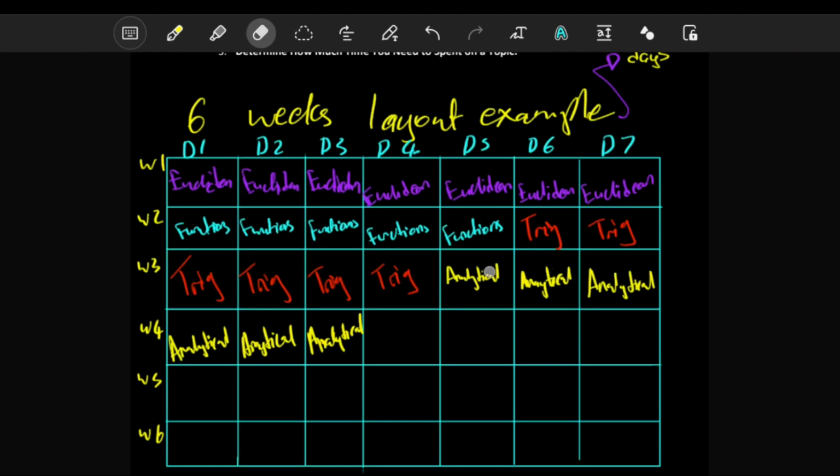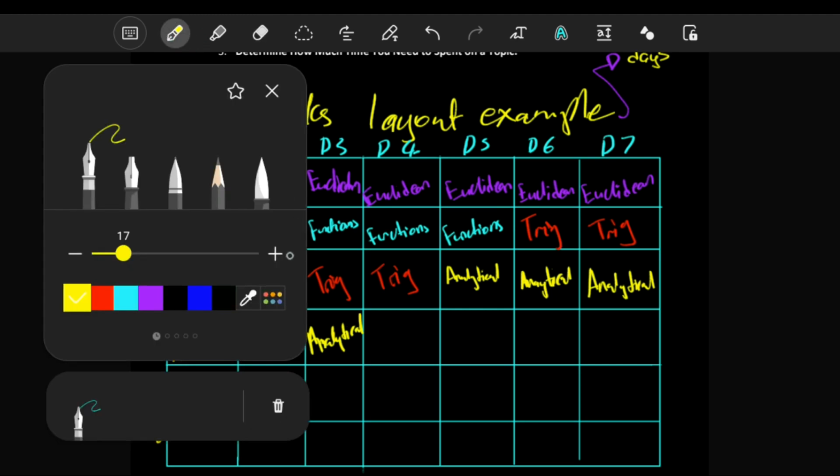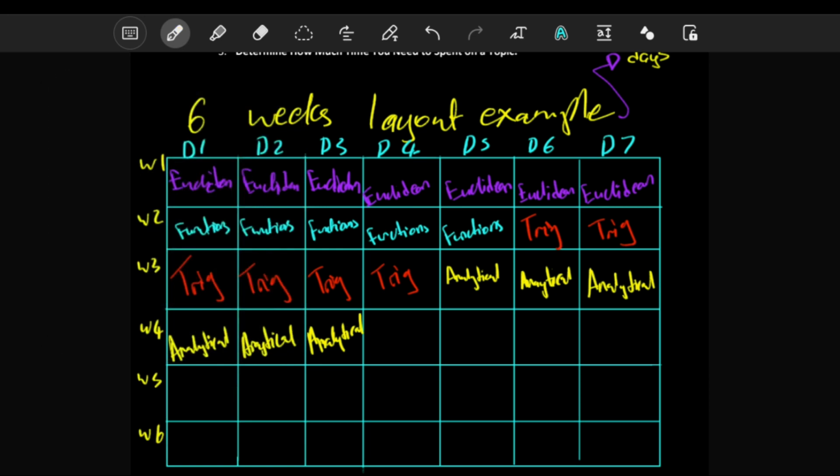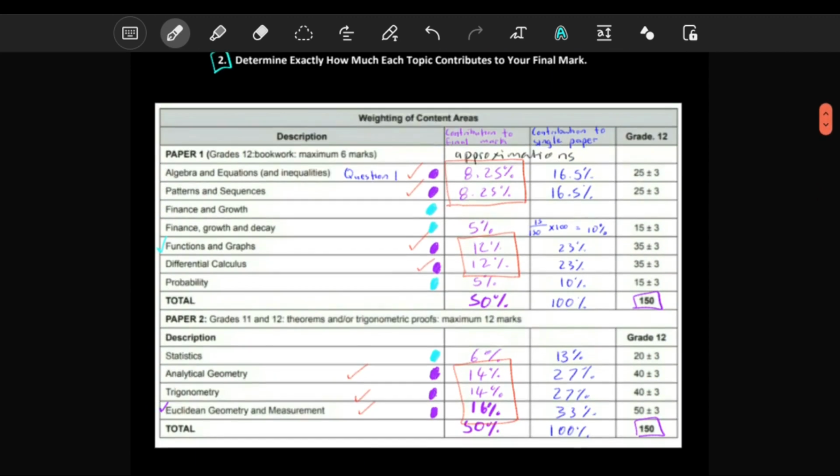So I know here I kind of went from trig to analytical, which are both paper 2 topics, which is roughly okay. So the main reason for having done this is because with analytical and with trigonometry, you're both basically going to be working with angles and stuff like that. So they basically mesh up. So doing these back to back is 100% okay.